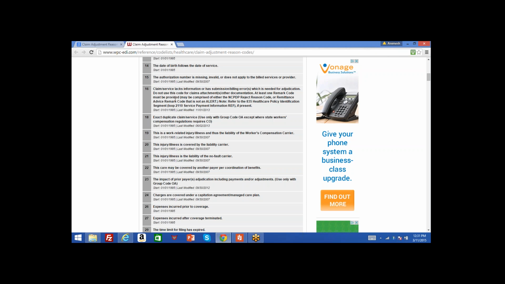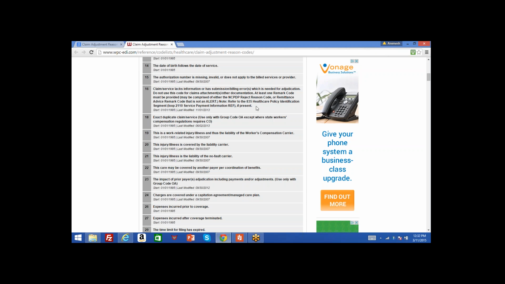When you go there, the first thing that comes up on WPCEDI.com is the claim adjustment reason code. You see this number, this is the message code. This is not just a generic number. This is the message code which needs to be in place. Depending upon the condition, they must send out the message code. They don't need to send out the translation of each message code. They just need to send it in a particular loop and segment.